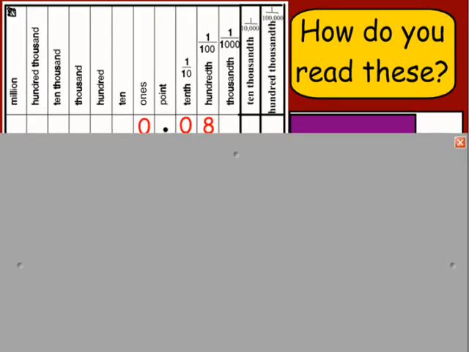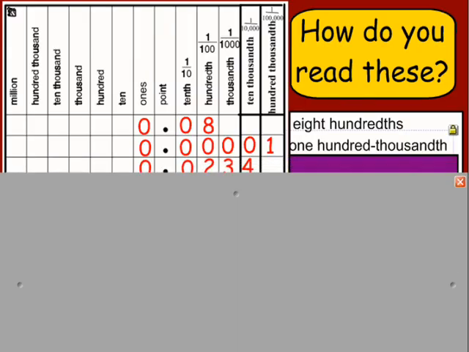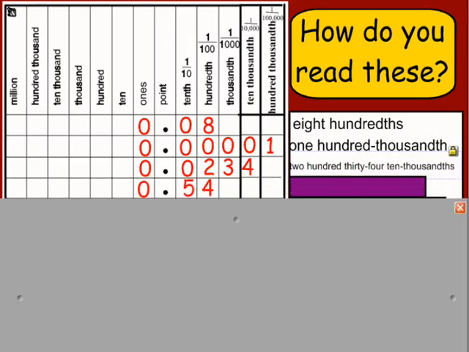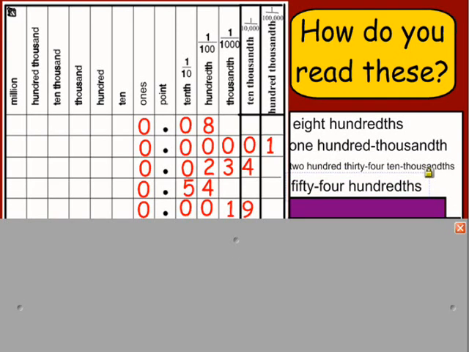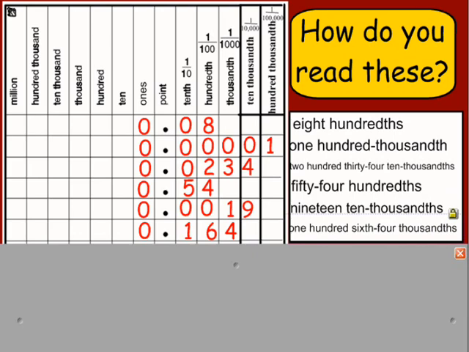Let's read some of these decimals. This would be 8 hundredths because the 8 is in the hundredths place. This would be 1 100,000th because the 1 is in the 100,000ths place. This would be 234 10,000ths. The next decimal, well, we just had this one. This is 54 hundredths. This next example would be 19 10,000ths. And what do you think about that last one? Well, that would be 164 thousandths because the 4 is in the thousandths place.